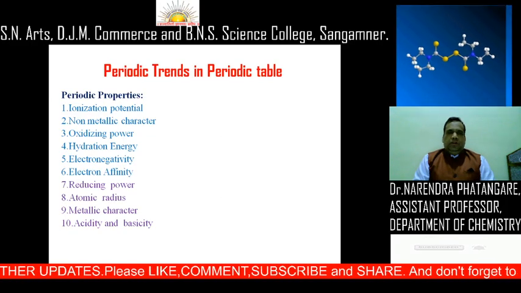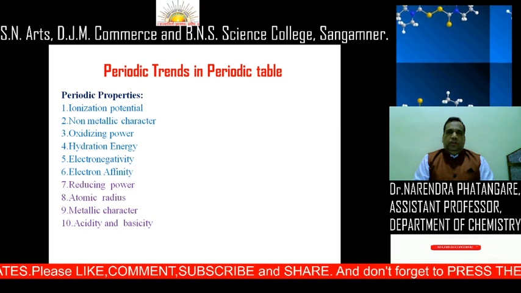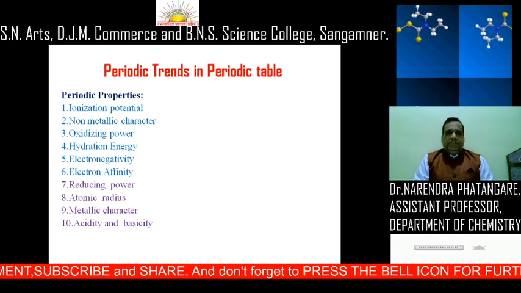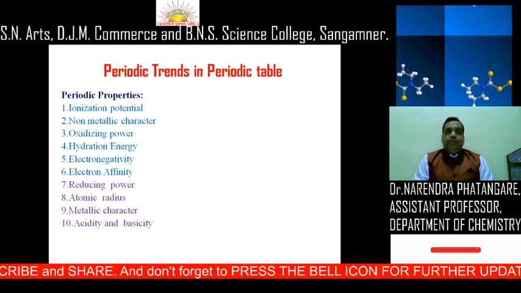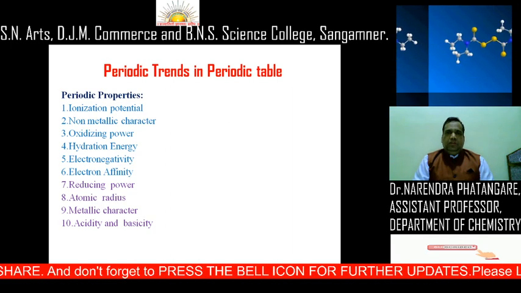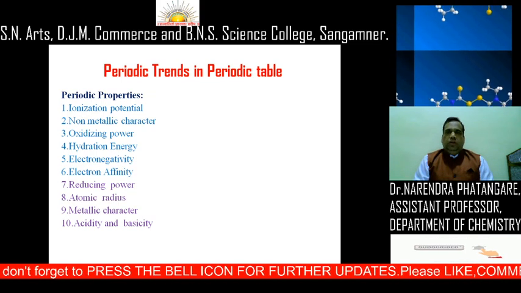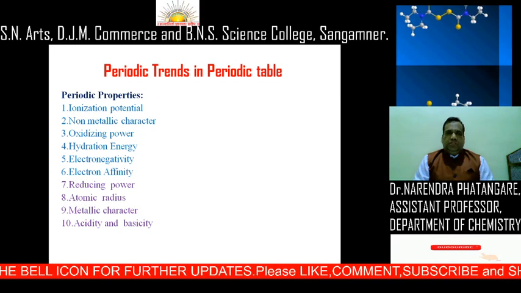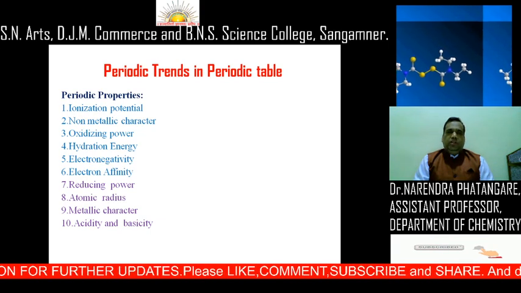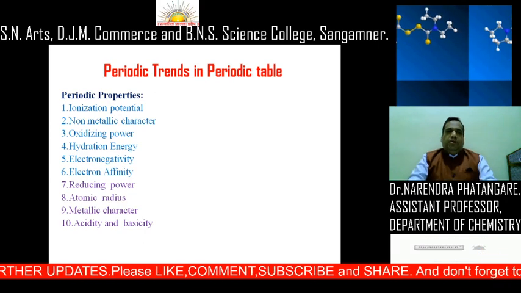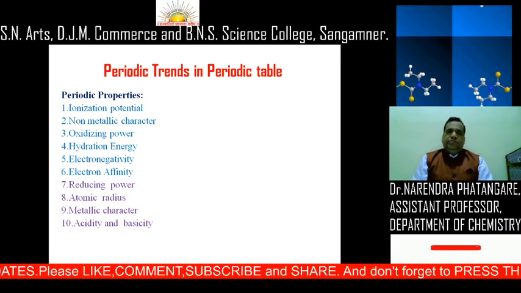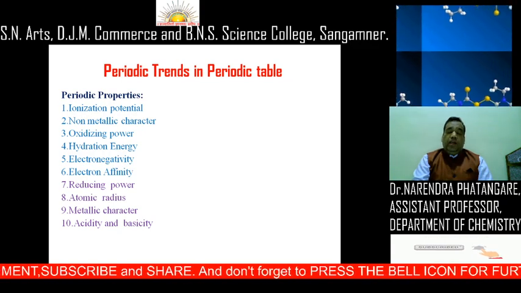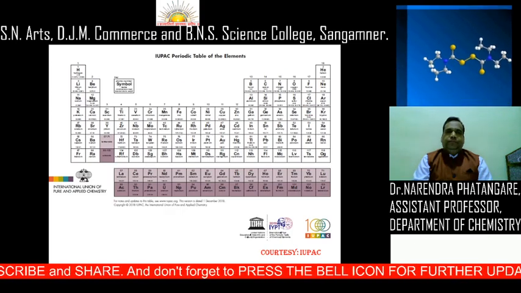Hello friends, now we are going to discuss the periodic trends in the periodic table. There are different properties. There are 10 important properties of the periodic table which play a very important role in deciding the different features of every element. These properties are ionization potential, non-metallic character, oxidizing power, hydration energy, electronegativity, electron affinity, reducing power, atomic radius, metallic character, acidity and basicity, and much more.